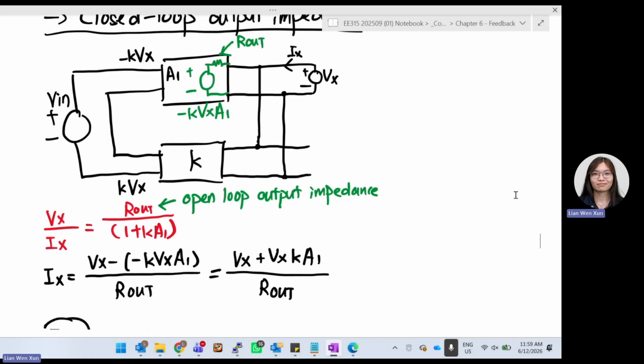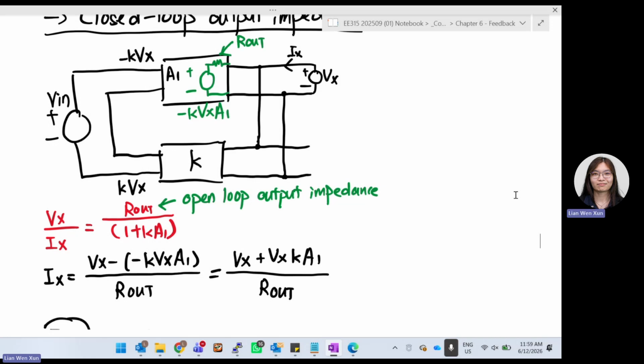So for voltage, or we call it series shunt feedback, your closed loop gain is equal to A over 1 plus Ka. Your R in closed loop is equal to R in times 1 plus Ka. Your R out closed loop is equal to R out over 1 plus Ka.